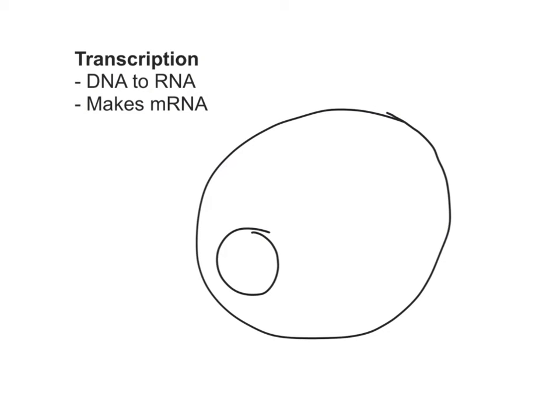So far in class, we've been talking about transcription. And in transcription, we start with DNA and we end with RNA. And the specific type of RNA that we're making is called mRNA. And the M is for messenger. So we're making the RNA that's a messenger of the DNA. And it's a messenger because it can allow the DNA message to leave the nucleus.